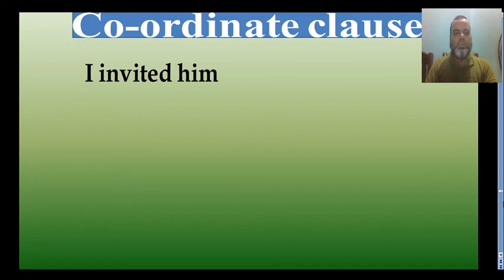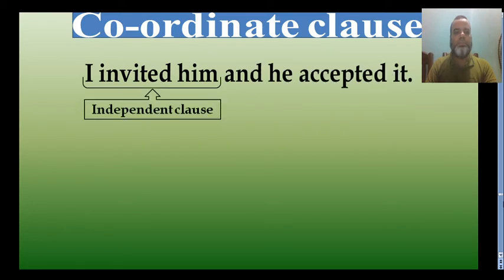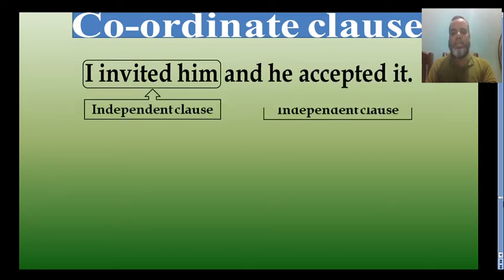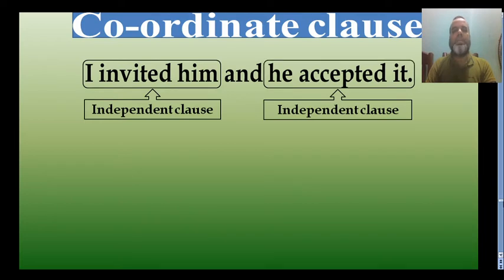Now let us discuss coordinate clause. I invited him and he accepted me. In this sentence, there are two clauses. I invited him expresses the full meaning of a sentence. He accepted me also expresses the full meaning. So both these clauses, I invited him and he accepted me, are independent clauses or principal clauses.